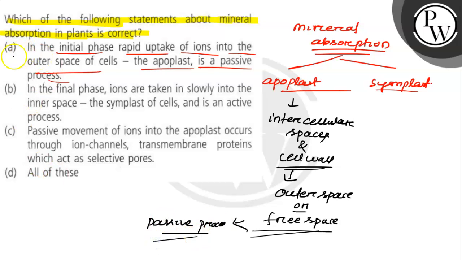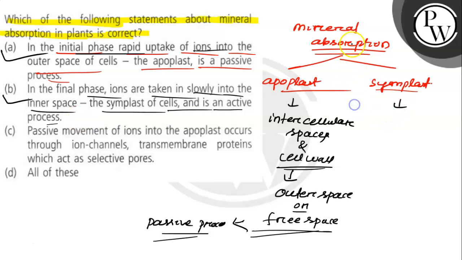So this one is correct here. This is the initial phase, rapid uptake. By this process, the initial movement of ions occurs, that is apoplastic movement. Then option B says that in the final phase, ions are taken in slowly in the inner space, that is the symplast, and it is an active process.